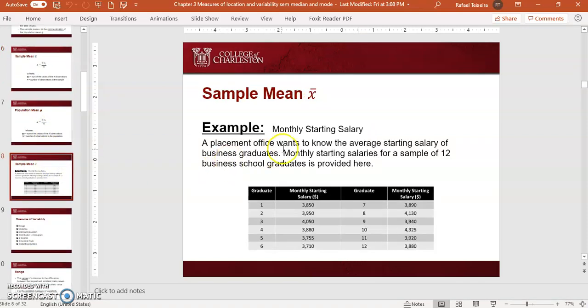Let's take a look at one example. This is the monthly starting salary for business graduates. We have 12 graduates and their salaries. So to compute their mean, we sum all the numbers and divide it by 12. This is how we compute the sample mean. Let's take a look in Excel to see how it works.